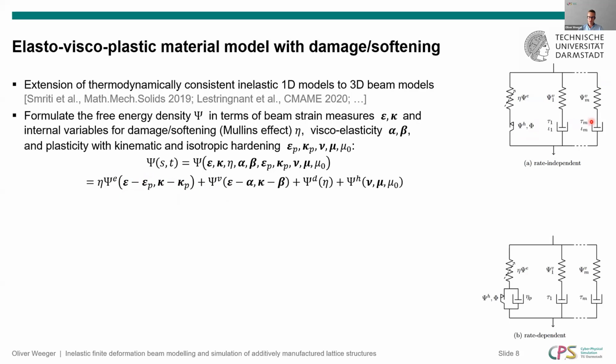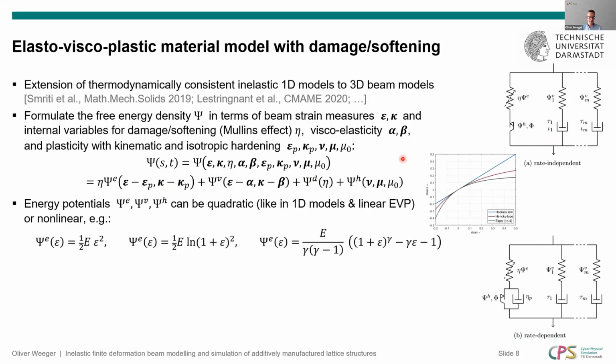In the viscoelastic branches, here I've just put one viscoelastic branch, but in the picture there could be more. We have as the energy over the spring the difference between the total strain and the strain that would be on the damper over here. And then there's also for the Mullins effect a damage energy, and for plasticity also a hardening energy, which can include then also kinematic and isotropic hardening effects.